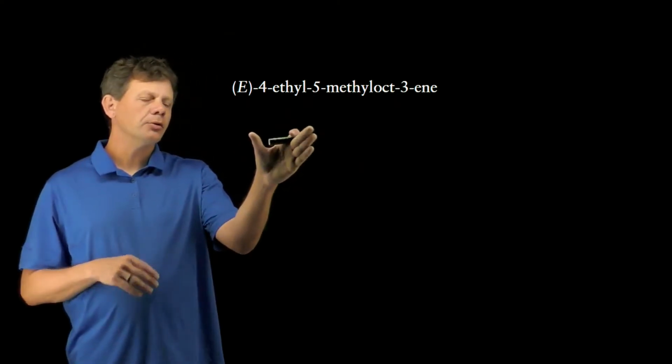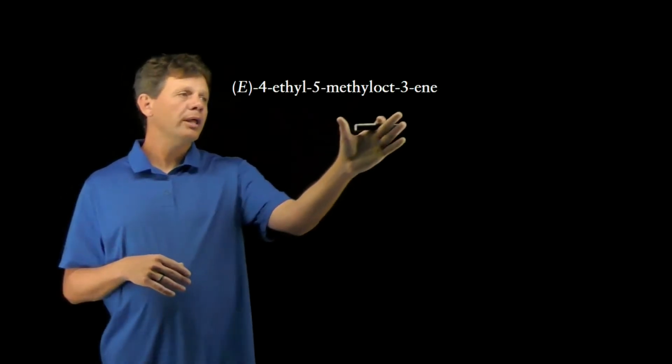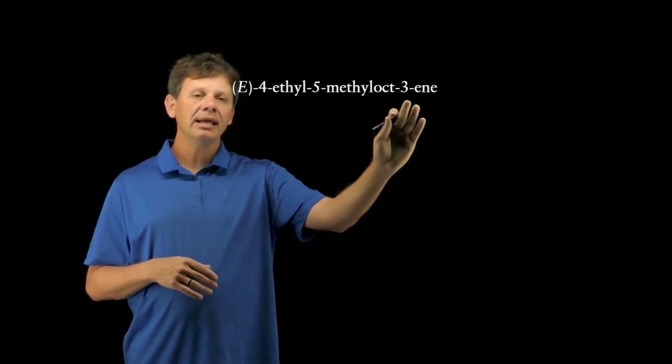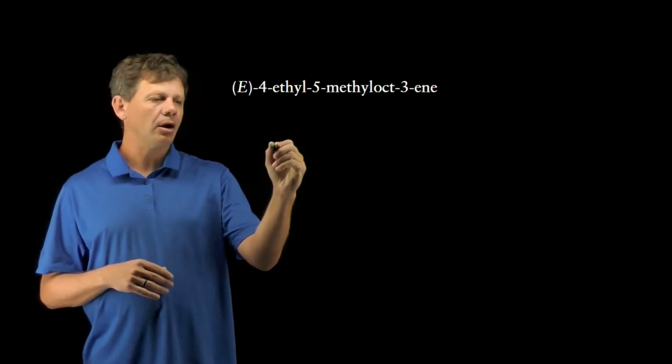Let's draw the molecule given the name on the screen. The first thing we note is that this is an octene, so it's going to have 8 carbons, and the alkene is going to be at the 3 carbon. So we'll start this problem by just drawing an 8-carbon chain.